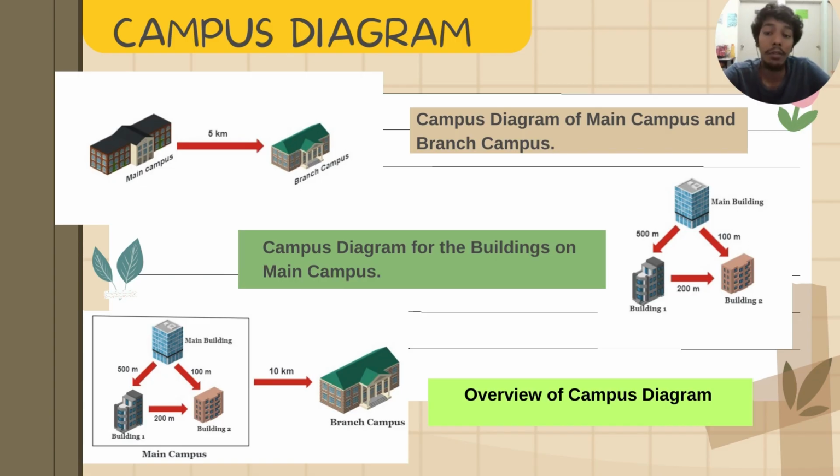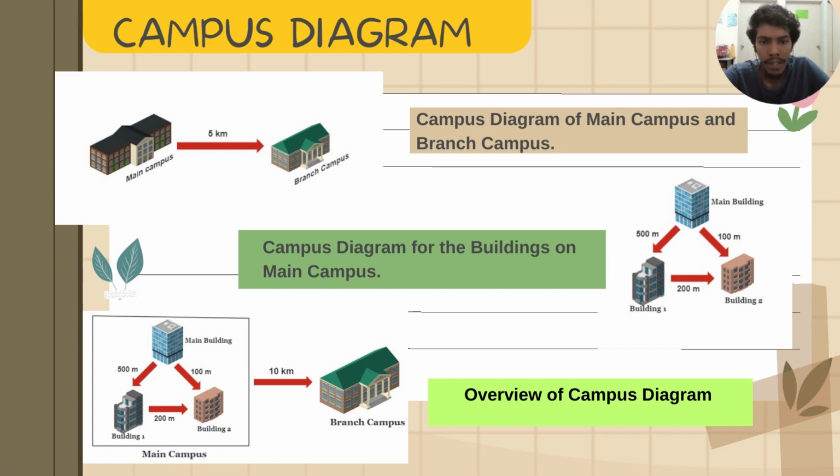Hello guys, now I want to present about the campus diagram. As you can see, the first image is the main campus and branch campus. The distance between the main campus and branch campus is only 5 kilometers. The next one is the buildings in the main campus. The figure shows the buildings located in the main campus. As you can see, there are three buildings: main building, building one, and building two.